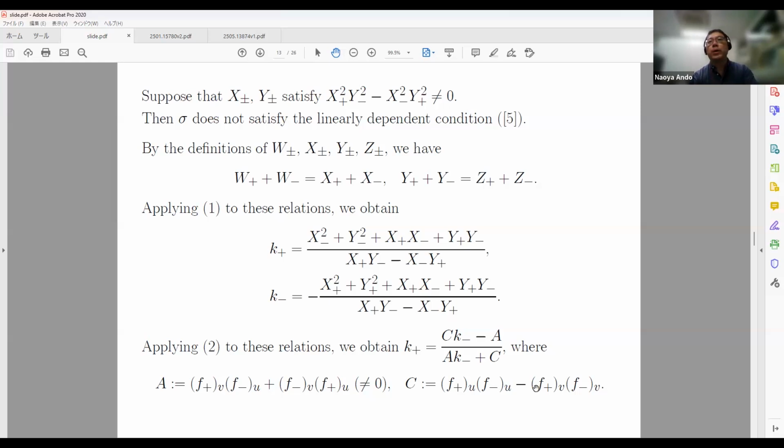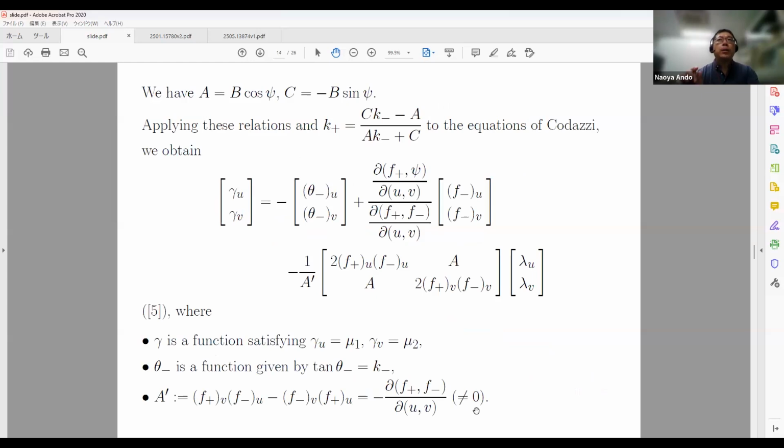And C is given by this. By direct computations, we obtain these relations. Applying these relations and this to the equations of Kodachi and by long calculations, we obtain this relation. This is an overdetermined system with respect to the function gamma.